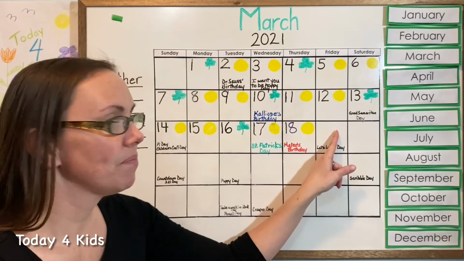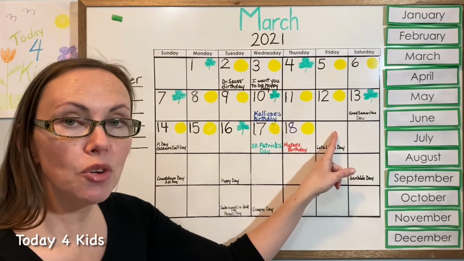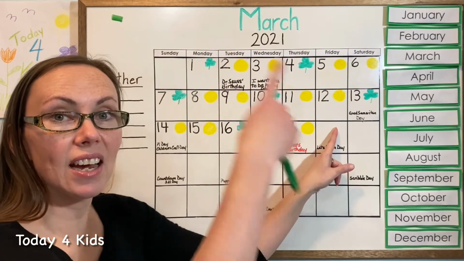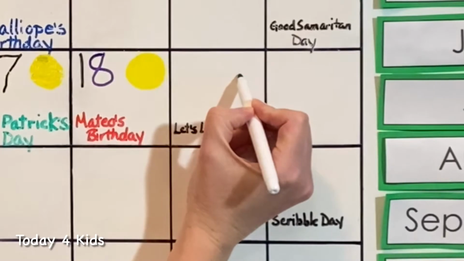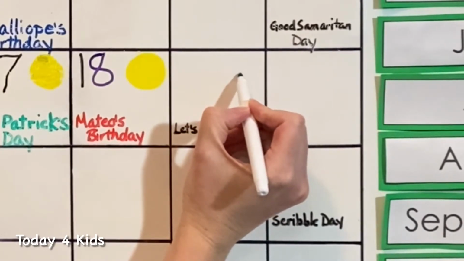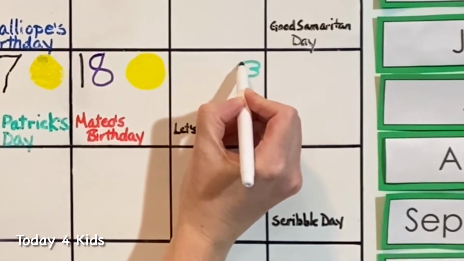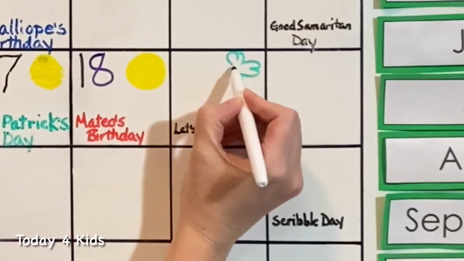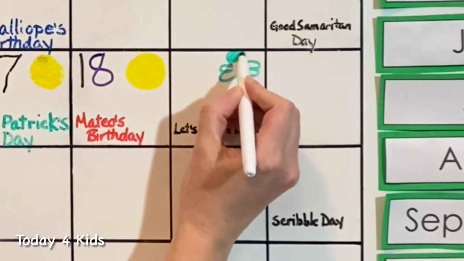Good job. Let's draw our shamrock in our calendar. You can draw it on your paper, or if you want, you can draw it in the air with your finger. Are you ready? So we'll start by making a stem down. And then we're just going to do a heart shape out to the right, and then a heart shape up to the top, and then a heart shape out to the left. And then just color that in.